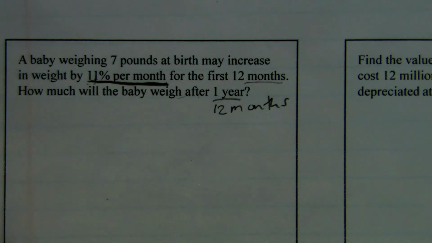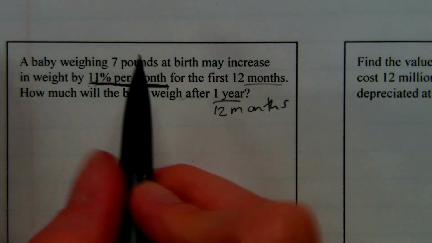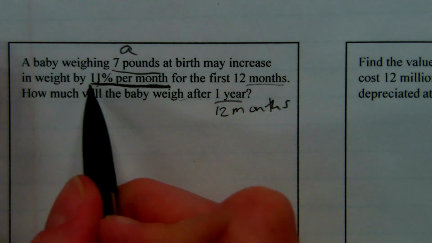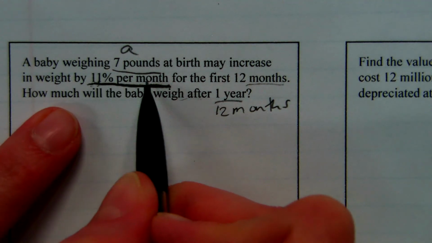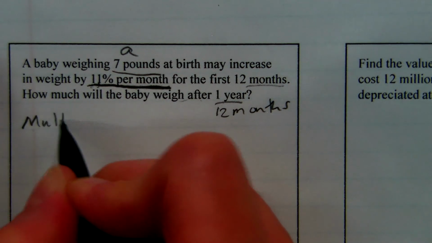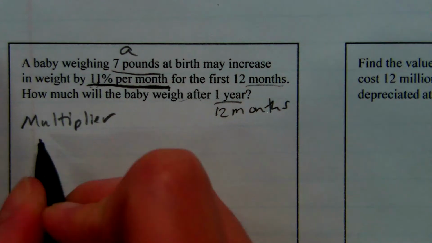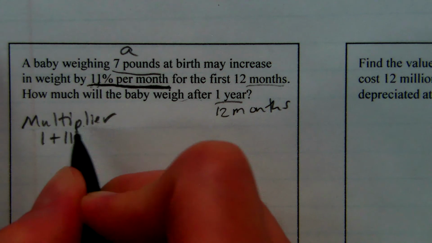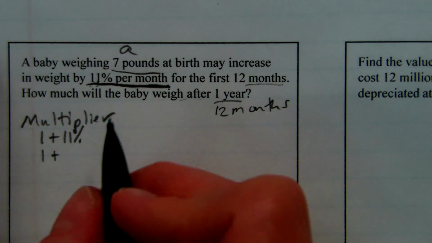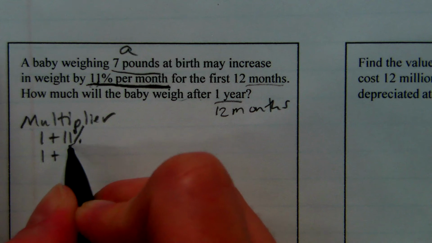All right, so the baby is starting off at 7 pounds, so that's our starting value, and it's gaining 11% per month. So let's just talk about the multiplier for a second. So our multiplier, we add 1 plus the 11%, okay? So how do I write 11% as a decimal? Move it back 2 places.